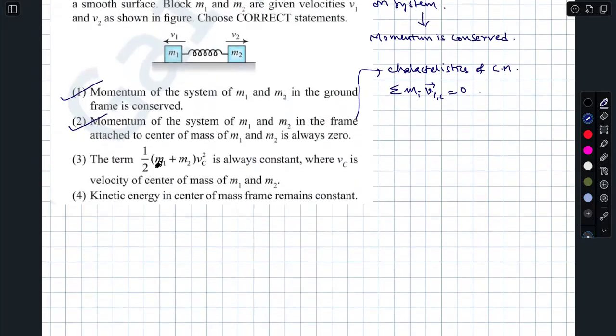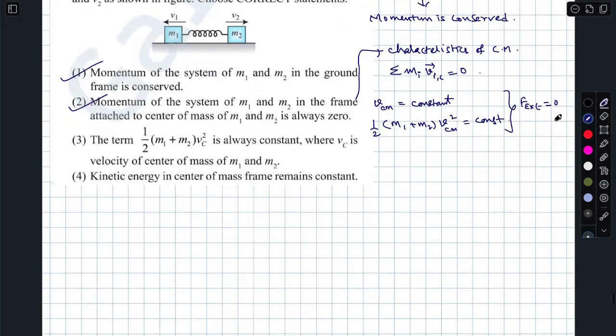And number 2, this term is always constant. Why? Because velocity of center of mass is always a constant since there is no external force. So therefore, half (M1 plus M2) times V_CM square is always a constant. So therefore, I can go with the 3. Kinetic energy in center of mass frame remains constant. Wrong. Why? I will explain.